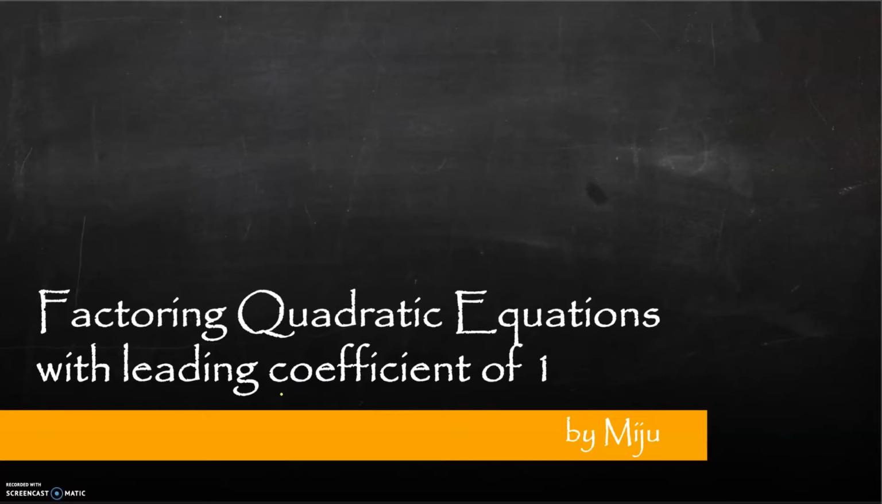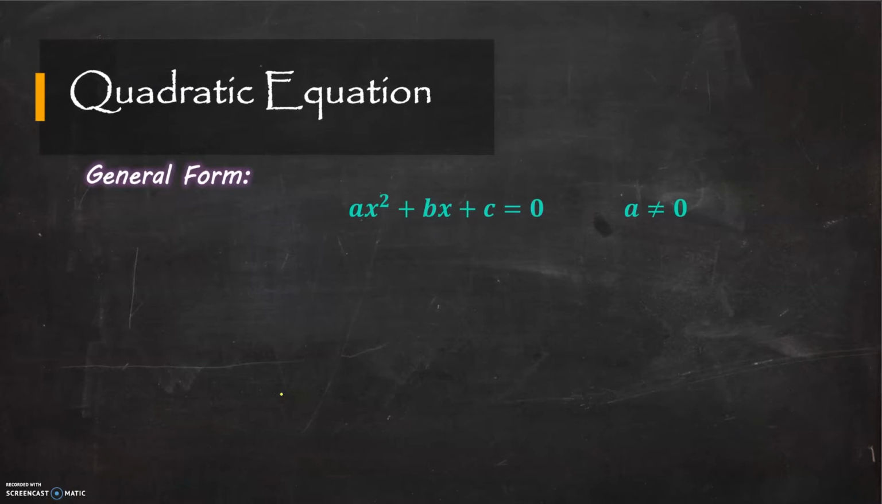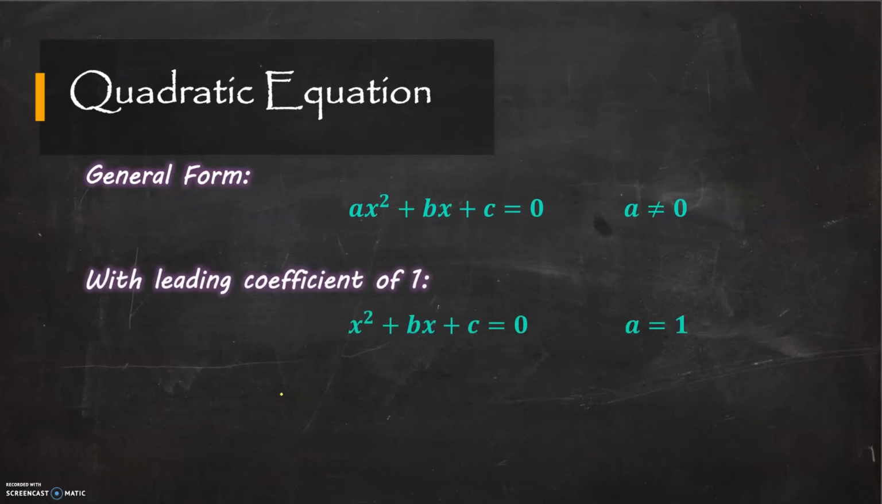Today I'm going to cover factoring quadratic equations with leading coefficient of 1. As we all know, the general form of a quadratic equation is ax squared plus bx plus c equals 0, where a cannot be 0 and those two coefficients b and c are constants. And today's focus is when a equals 1. And here's the general form for that.